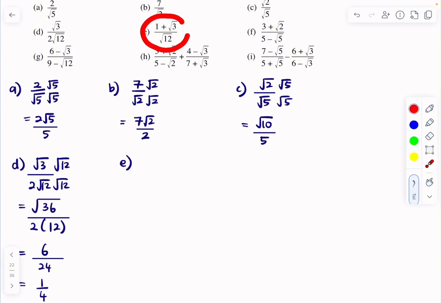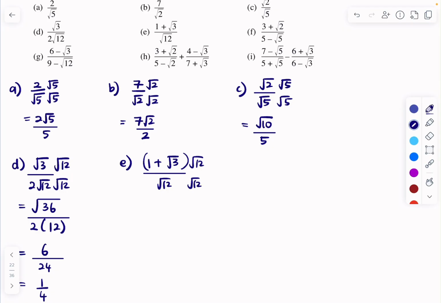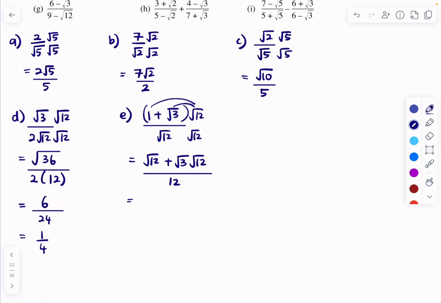E, we have this, still a single surd only, single term. So 1 plus surd 3 over surd 12. Same thing, top and bottom we multiply with surd 12. So on top you have to expand: surd 12 plus surd 3 times surd 12, over 12. Surd 3 times surd 12 is surd 36.